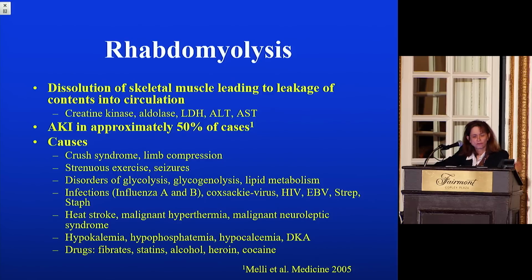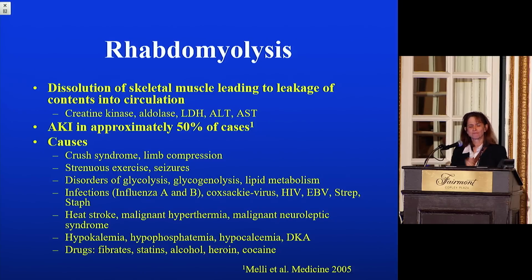So by definition, rhabdo is the dissolution, the breakdown of skeletal muscle, leading to the leakage of contents into circulation. And it's numerous. It's basically the constituents of sarcoplasmic proteins: myoglobin, creatinine kinase, aldolase, electrolytes are not listed here, LDH, ALT, and AST. One of the most significant side effects of rhabdomyolysis is AKI. AKI increases the morbidity and mortality when patients present with rhabdo.